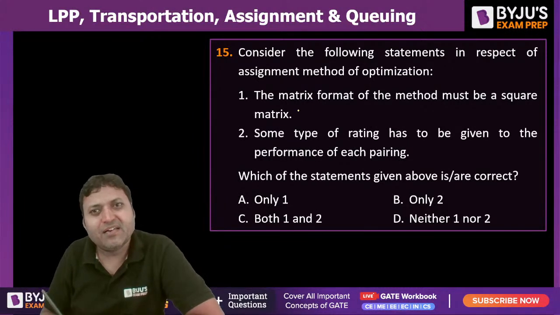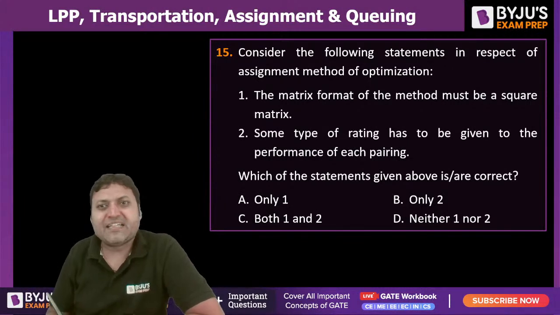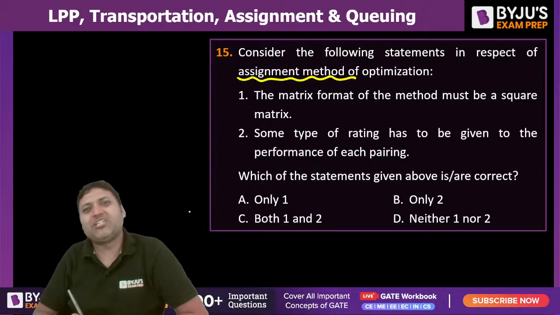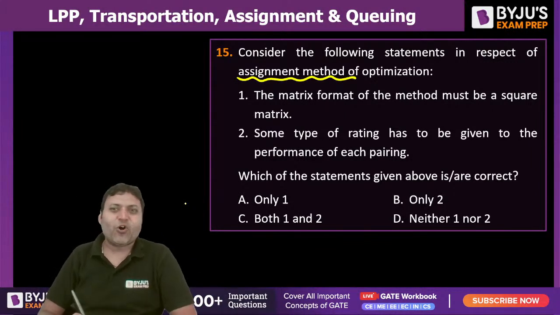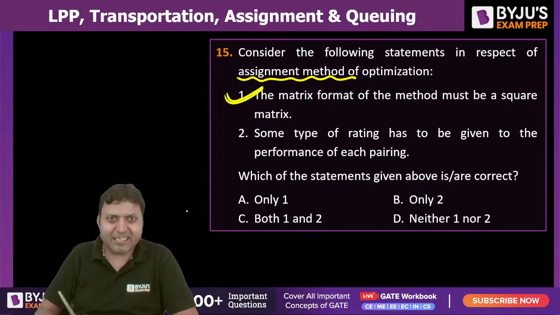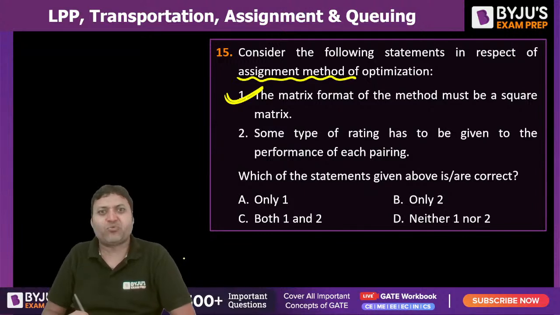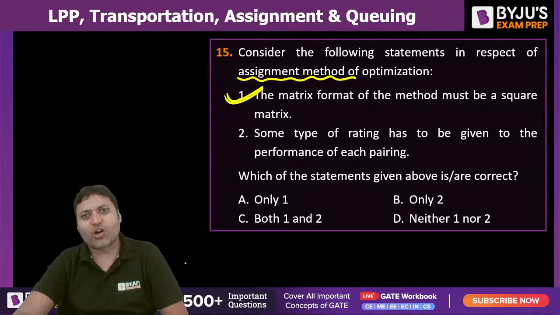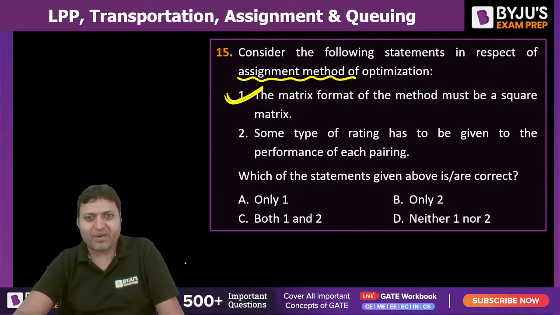Question number 15. Consider the following statements with respect to the assignment method of optimization. The matrix format of the method must be a square matrix. Is this correct? Statement 1 is correct. Yes, it should be a square matrix. If it is not, then we can make it square by adding a row or a column as per the requirement, with zero time duration.